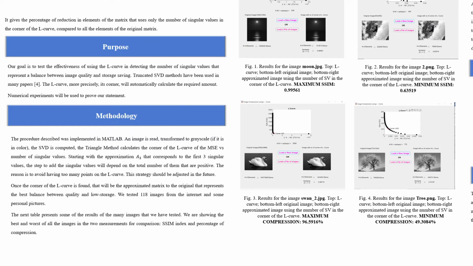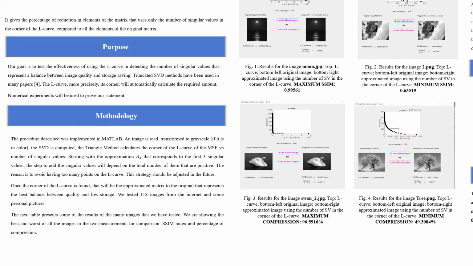And this method was carried out with a program known as MATLAB, in which the images were read and then transferred to grayscale if they were in color, and the singular values of the images were computed along with the usage of the triangle method, which calculates the corner of the L curve, which is essential as opposed to using the number of singular values in the images, which will only be time consuming. And the reason why this is done is to avoid having too many points on the L curve.